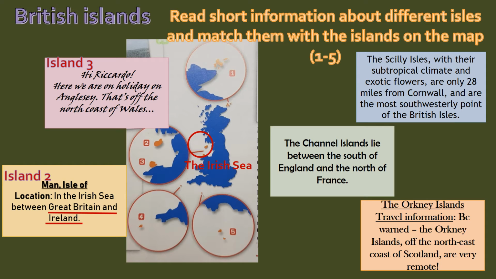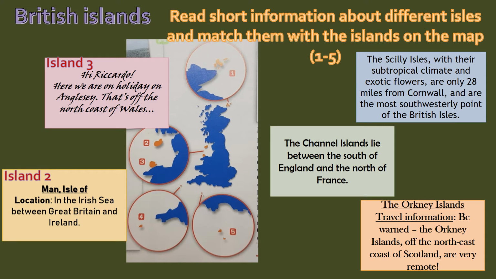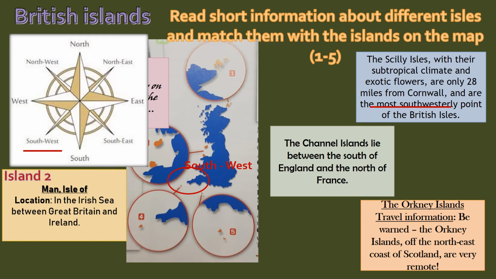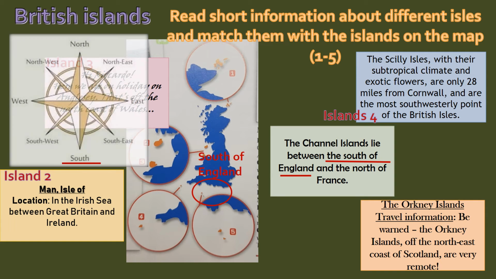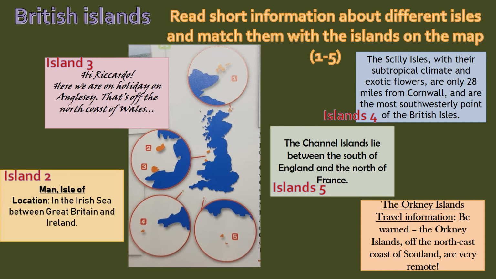The Scilly Isles are the most southwesterly point of British Isles, and we can see they are islands number 4. The Channel Islands are between the south of England and the north of France, so on the map they are islands number 5. On the northeast coast of Scotland there are Orkney Islands, and they are islands number 1.